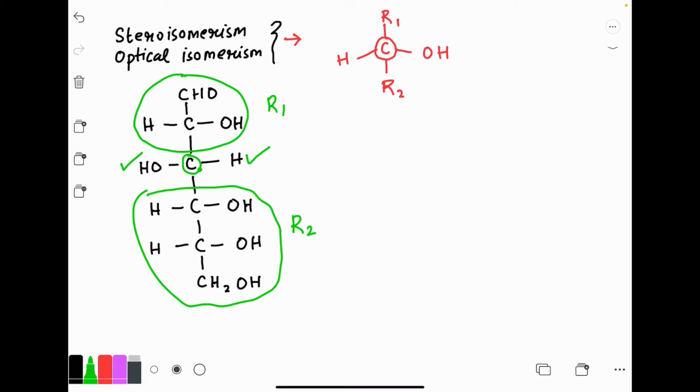Now several other carbons are also there. This one is also a chiral carbon, right? Because again you see this group is different, this group is different, this group is different, this is also different, and this is also different. So like this we can see that there are chiral carbons present, and around each of these carbons there will be different types of stereo or optical isomerism.